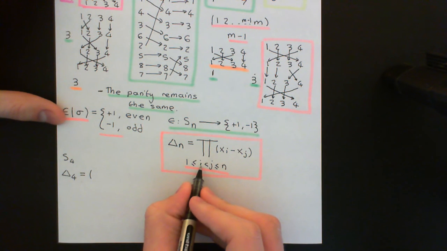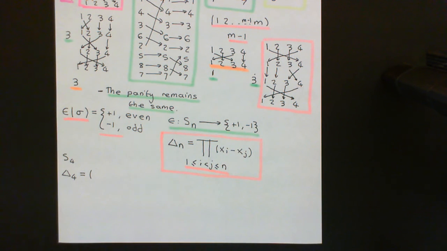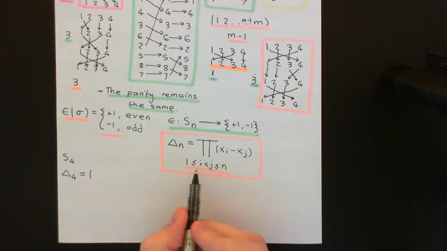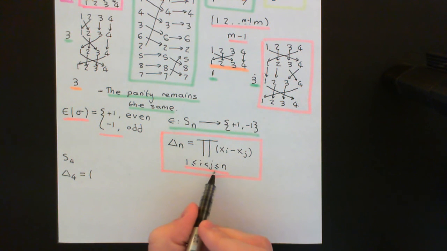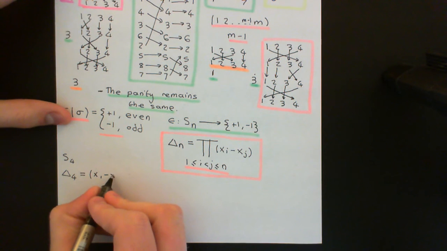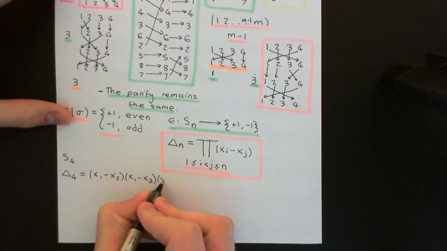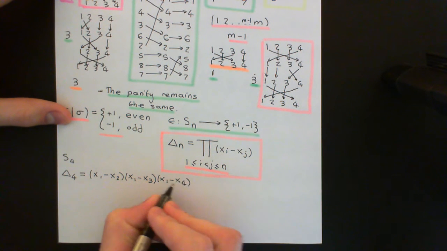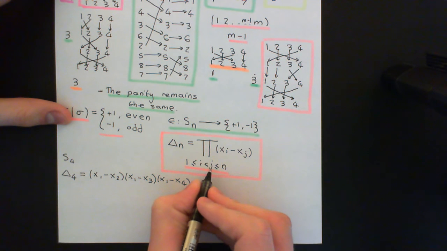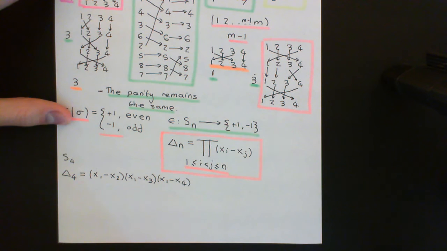Well, let's start with i equaling 1. We start off by setting i equal to 1, and then the question is, what can j vary over when i is equal to 1? When i is equal to 1, j has to be strictly greater than i. They both have to be natural numbers. So j could be 2, 3, and up to 4. We'd get x1 minus x2, times x1 minus x3, and then times x1 minus x4. So that was just when i is equal to 1. I've let j vary over 2, 3, 4. I couldn't let j equal 1 because remember j has to be strictly greater than i.